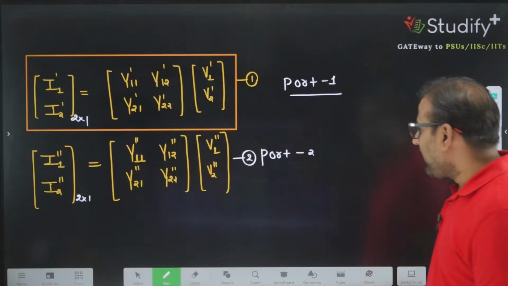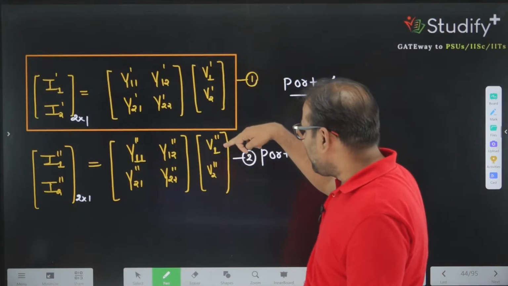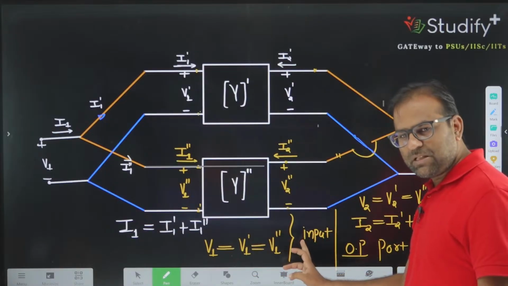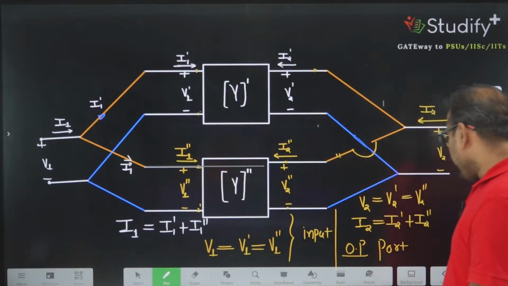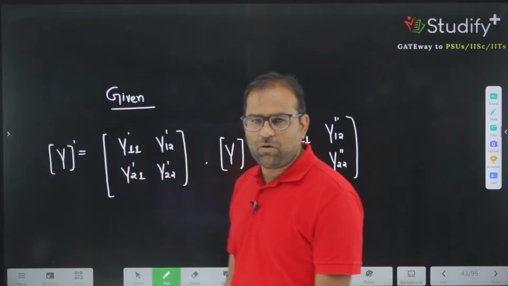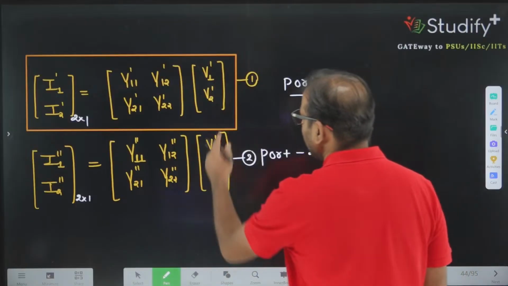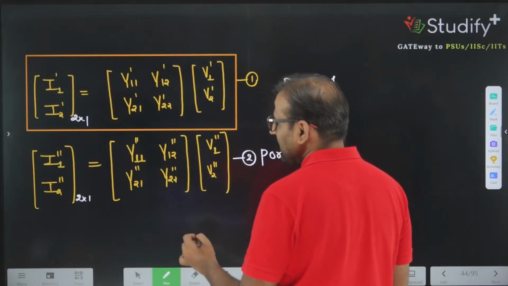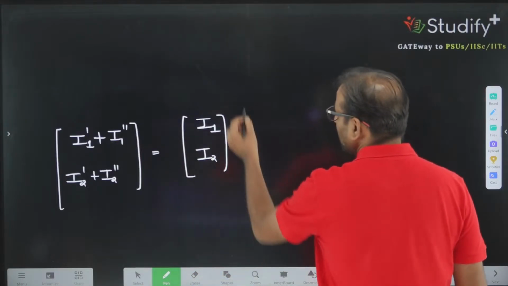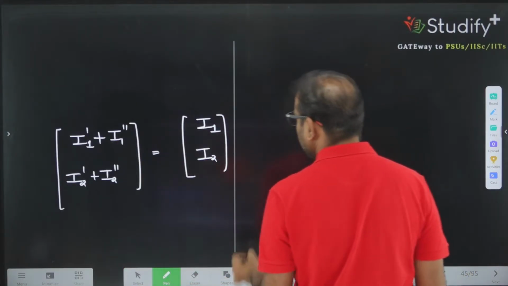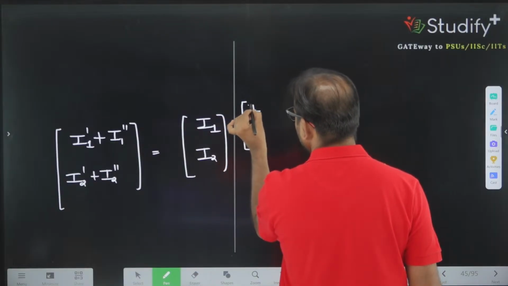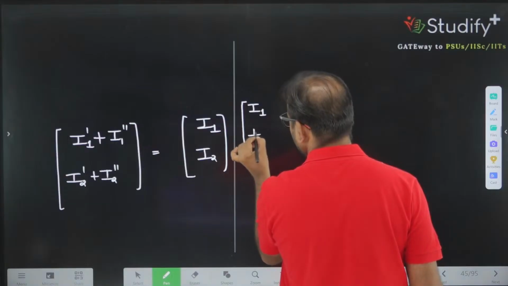One more thing. What is one more thing? Can I say V1 prime and V1 double prime is always equal? You can see here V1 prime and V1 double prime is equal, and this value is equivalent to V1, and V2 prime and V2 double prime is also equal, because this is the nature of parallel combination. So when you add this, can I say the left hand side will be what? The left hand side will be just I1, I2. So can I say, here I can write I1, I2.